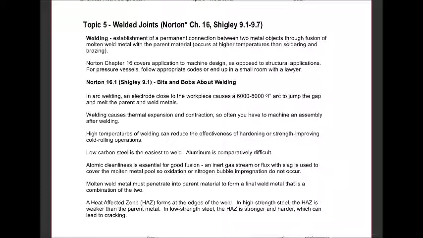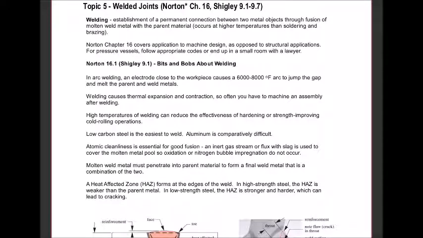It's easiest to weld low carbon steel. Aluminum is more difficult, takes usually specialized people. The thermal expansion and contraction can often lead to high residual stresses. In fact, the state of stress around a weld is very complicated.